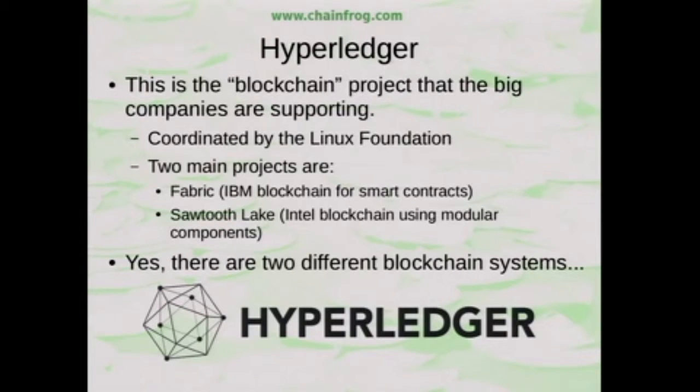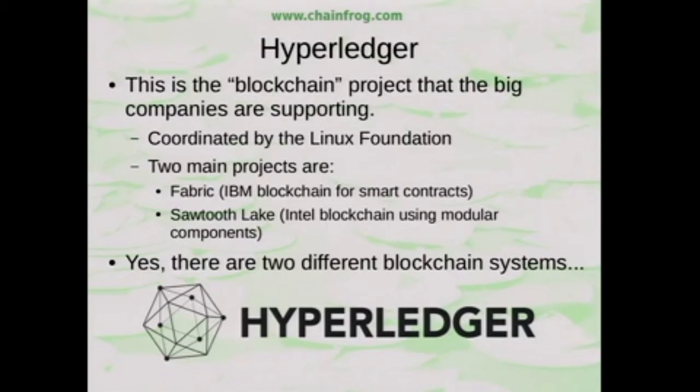So the other big thing is something called Hyperledger. And this is the blockchain project that the big companies seem to be supporting at the moment. It got handed over to the Linux Foundation about half a year ago, and the two big projects on it are Fabric, which is IBM's blockchain, and Sawtooth Lake, which is Intel's blockchain.